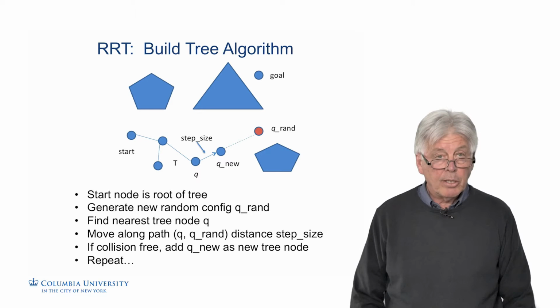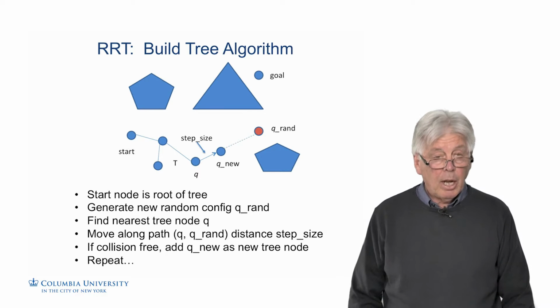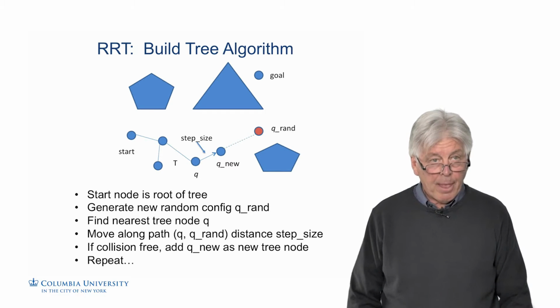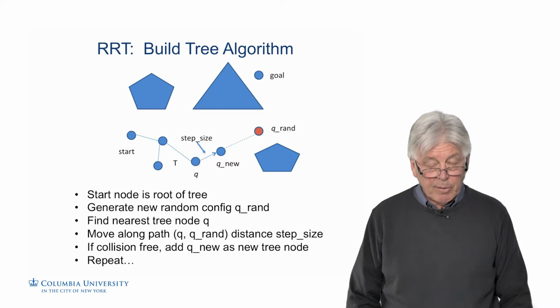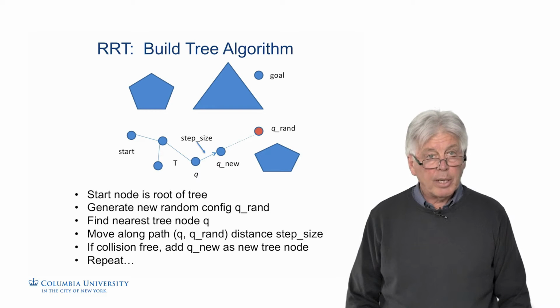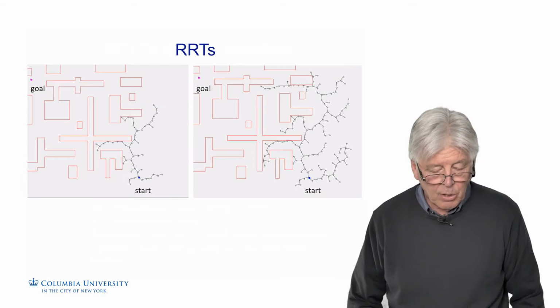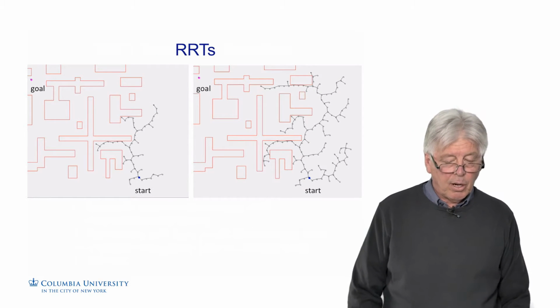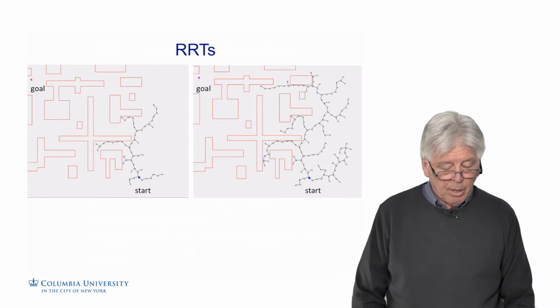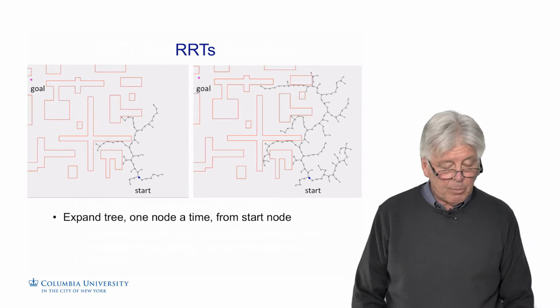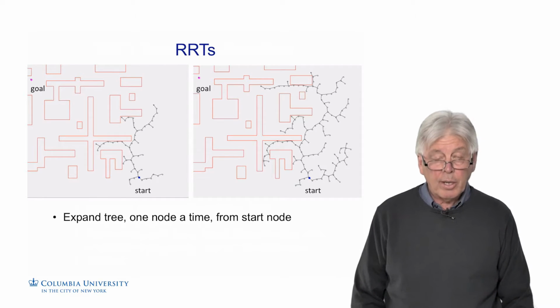And you can see the tree will continue to grow each time by generating a new random sample, okay, finding the nearest neighbor, connecting to the tree, and moving out a step size from it and growing the tree by a little bit each time. So here is an example of an RRT growing in action, if you will. On the left, you can see we have the tree starting to be built. We expand the tree one node at a time from the start node. Okay, and it continues to grow.